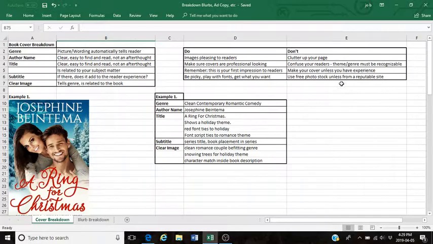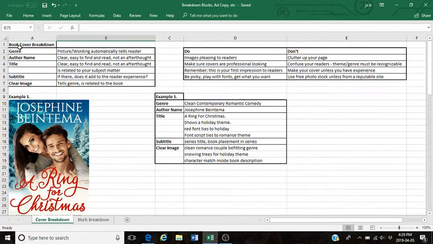Hi, it is Josephine Beintema, and today we are talking about your book covers, and we're going to break them down to make them more manageable for you and so that you know exactly what you should and should not include in your book cover. So let's head over to my book cover cheat sheet.